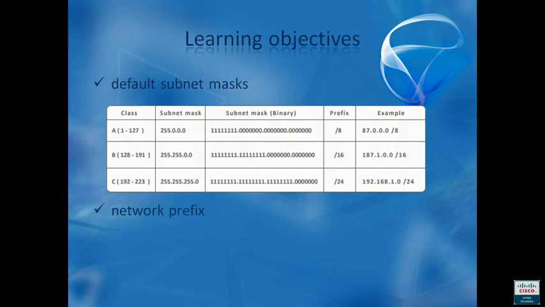Network prefix is nothing else but the number of bits used for the network portion of the address. That means that the network prefix for Class A is 8, for Class B 16, and for Class C 24, since 24 bits are used to represent the network portion of an IP address.